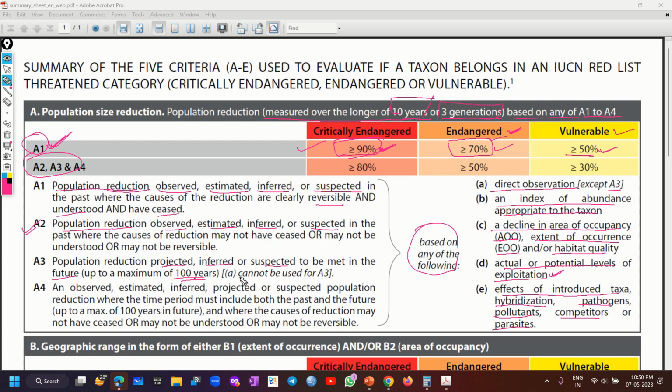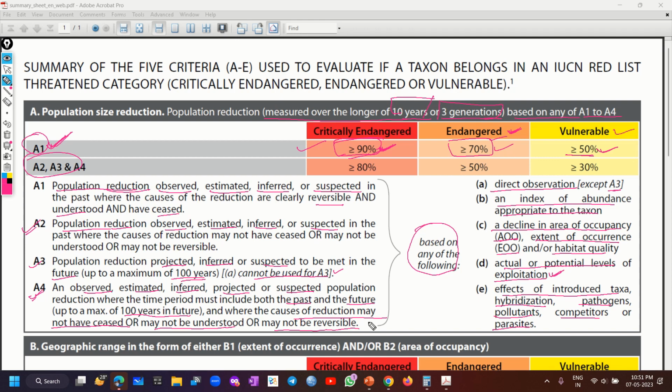Okay, so this cannot be used for the A3. Okay, so for A1, direct observation cannot be used for the 100 years. Next, A4. A4 is an observed, estimated, inferred, projected, or suspected population reduction where the time period must include both the past and the future. So we are including both, up to a maximum of 100 years of future, and where the causes of reduction may not have ceased, or may not be understood, or may not be reversible.